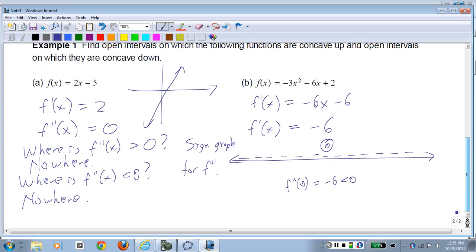So what we would say is that since the second derivative is negative everywhere, f is concave down on the interval from negative infinity to positive infinity. Could we also say it's convex up? Usually we don't.